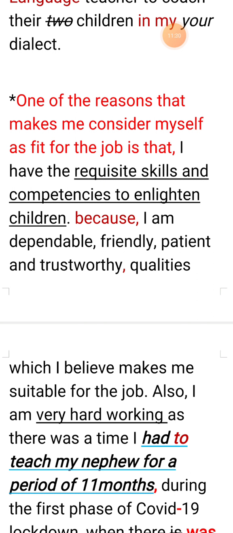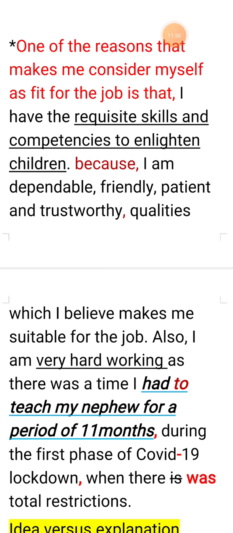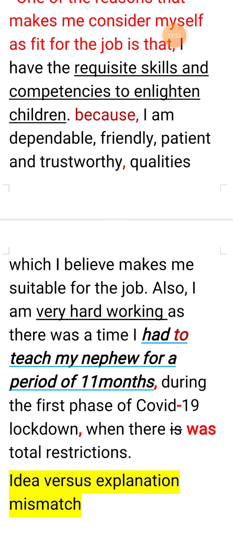So your first sentence in that paragraph is addressing that question in the bullet point directly. They say, why do you think you are suitable for the job? You say, one of the reasons that makes me consider myself suitable for the job is that I have the adequate experience to deliver on the job. Then you give relatable examples.